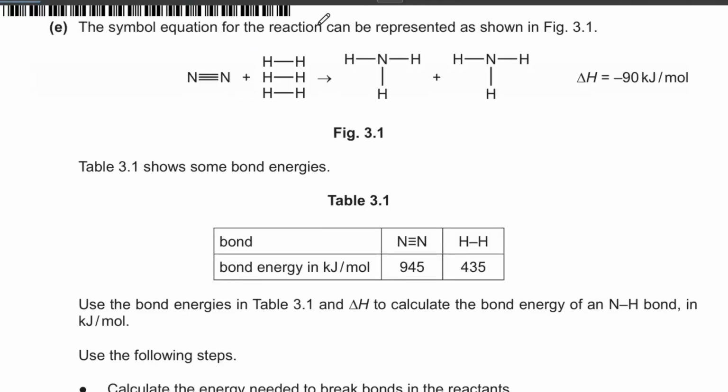E. The symbol equation for the reaction can be represented as shown in figure 3.1. Table 3.1 shows some bond energies. Use the bond energies in table 3.1 and the enthalpy change to calculate the bond energy of a nitrogen-hydrogen bond in kilojoule per mole, using the following steps.